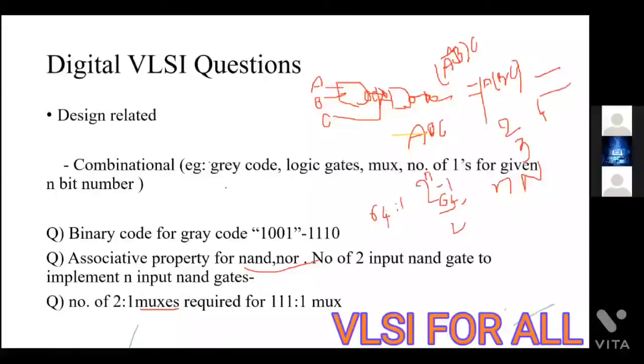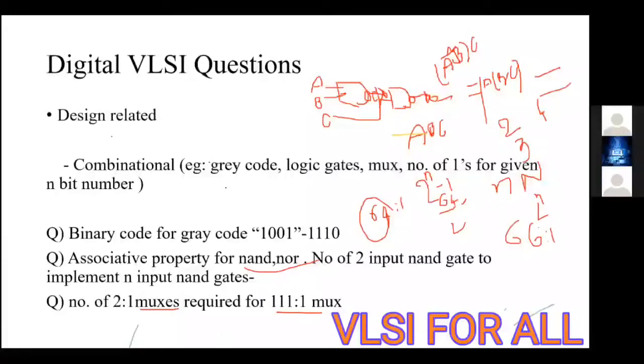Now this is for the inputs which are in the format of 2 power n. But if the input is like 66 is to 1 or something like that, which cannot be written in 2 power n format, then the minimum number of MUX required will be different. The way you implement it is going to differ.